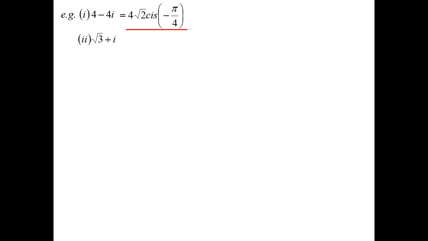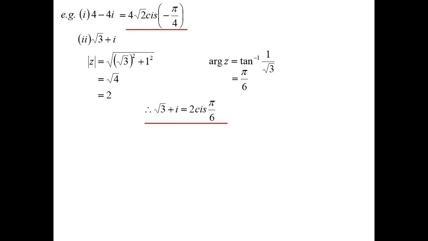Okay, root 3 plus i, what would that be? You'll see this combination of numbers happen a lot, root 3 and 1, things like that, because they're our exact triangles, so we know we'll get an exact value. Modulus is 2. The argument for this one is inverse tan of 1 on root 3, there's that exact ratio we're familiar with. Pi on 6, because we're in the first quadrant, so it would be that acute angle of pi on 6. That means we could rewrite it as 2 cis pi on 6.